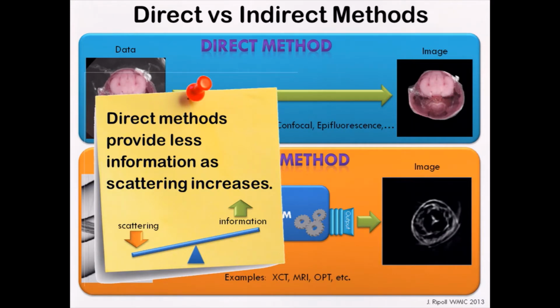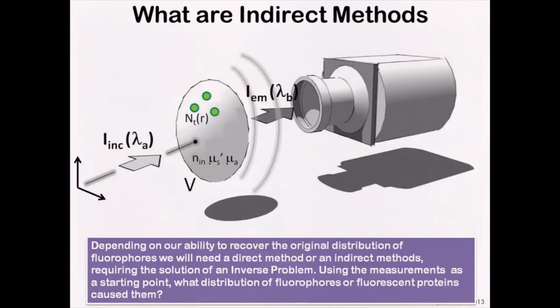On the other hand, when you're using indirect methods, it's easier to improve your model so that you can still obtain an image even though there's lots of scattering present. Of the two approaches I will be presenting, one is light sheet microscopy, which is a direct method, and the other is OPT, optical projection tomography, an indirect method similar to X-ray CT.